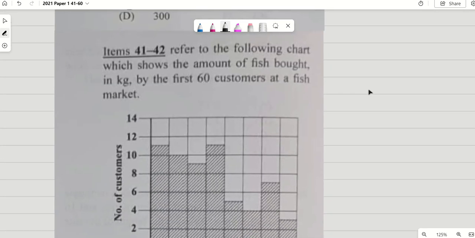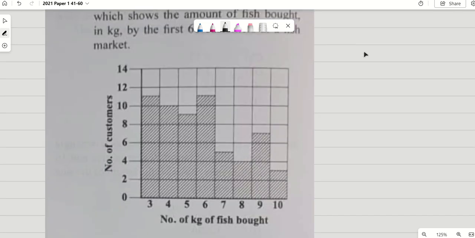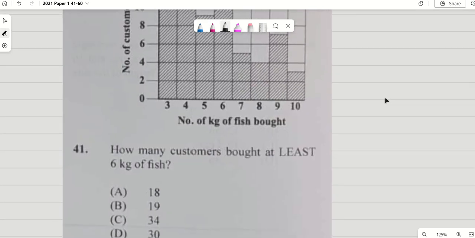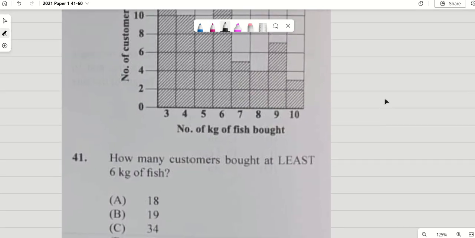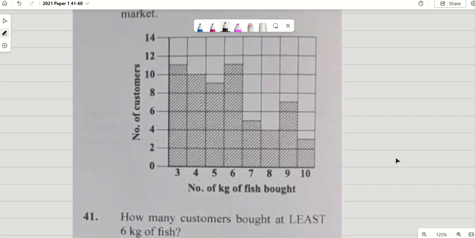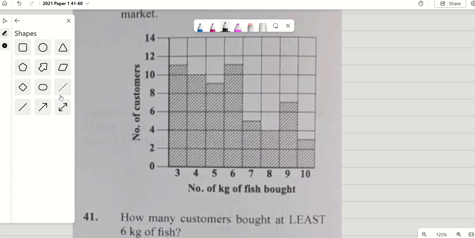Item 41 refers to the following chart, which shows the number of fish bought in kilograms by the first 60 customers at a fish market. This is the first 60 customers, right? How many customers bought at least, for the least amount, 6 kilograms or more? So what you're going to do in an exam room is take your ruler and draw a line to show where your 6 kilograms is.